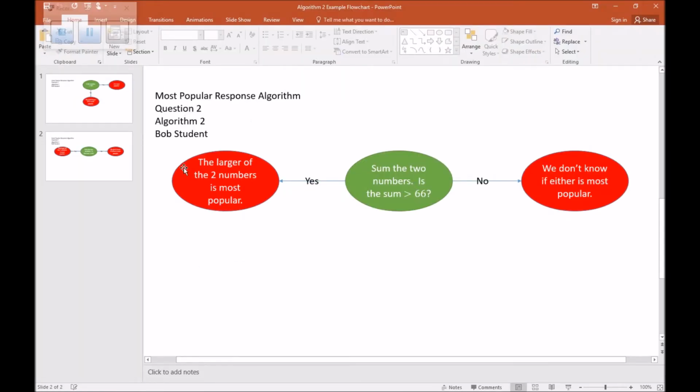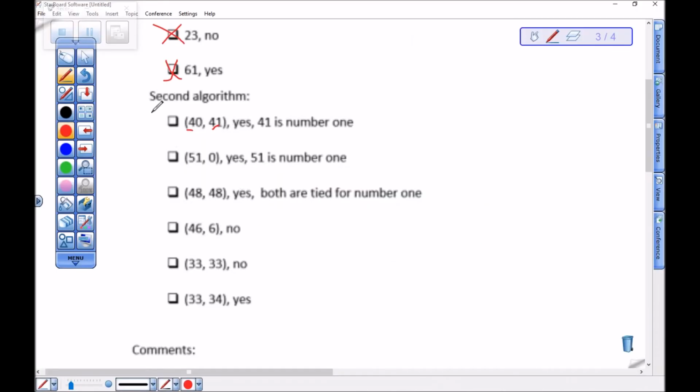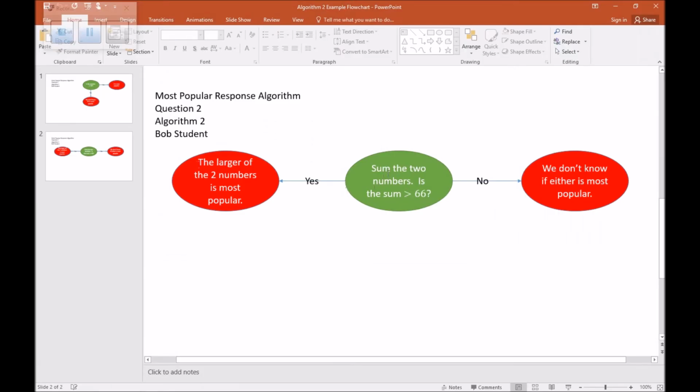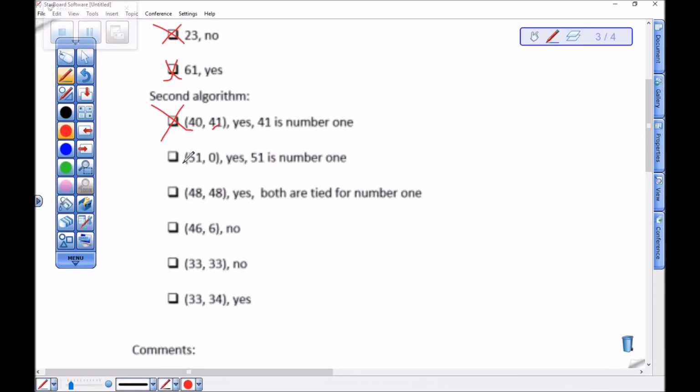83 is bigger than 66. This says the larger of the two numbers is most popular. 41 is larger. This says that 41 should be. Gets that point. Okay, let's look at 51 and 0. So 51, sum the two numbers. 51 plus 0 is 51. That's not greater than 66. This says we don't know. No, 51 is definitely most popular. It's definitely the majority. So that's a no.